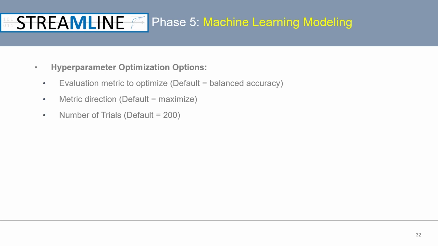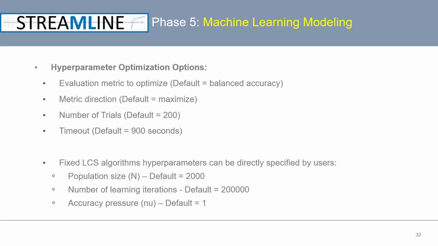The number of trials option indicates how many hyperparameter option combinations will be tested during the sweep, which is set to 200 by default, mainly to reasonably limit STREAMLINE runtime. Furthermore, the timeout option indicates the maximum allotted time for the hyperparameter sweep as a whole, after which point it will stop searching even if it hasn't reached the desired number of trials. Furthermore, STREAMLINE includes separate fixed learning classifier system hyperparameters that can be directly specified by users, including key learning classifier system run parameters of population size, number of learning iterations, and accuracy pressure, with default values shown here.